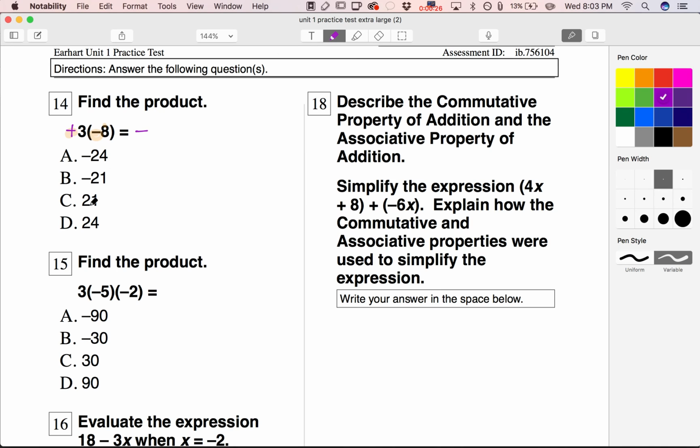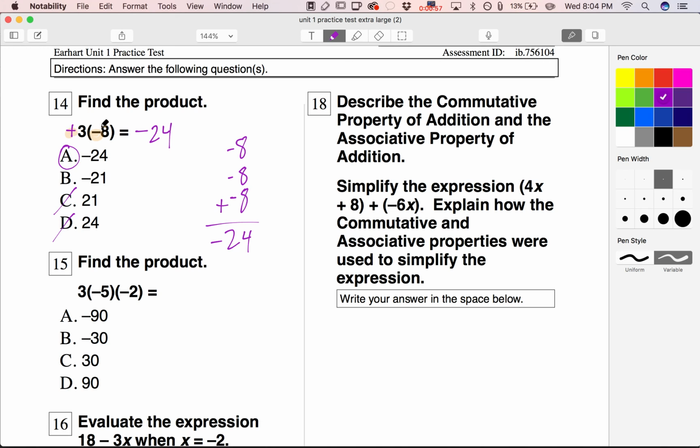You can already eliminate answers at that point because you know that your answer needs to have a negative. So C and D are not good answers. So all you got to remember now is, what is 3 times 8? 24. Now if you forgot, all you need to do is say 8 plus 8 plus 8. Take it slow. What is 8 plus 8? That one's 16. What is 16 plus 8? 24. So this is a negative 24 if you have 3 negative 8s that you are adding together.